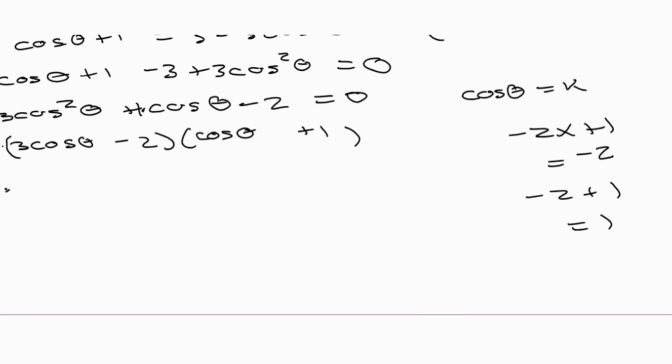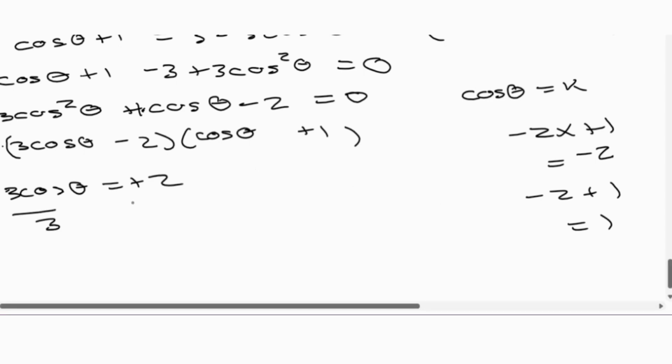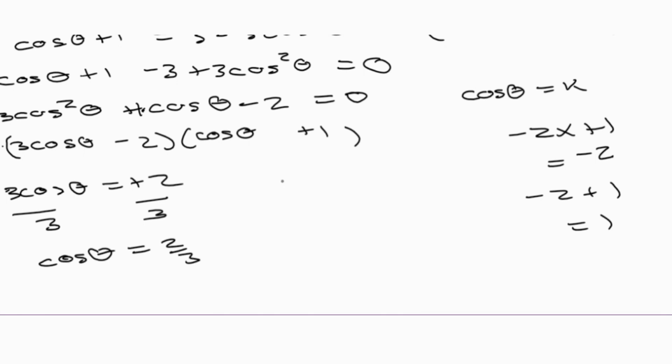So then we can simplify these. So then it's going to be 3 cos theta is equal to plus 2. Oh, sorry about that. Then we divide by 3. Cos theta is then equal to 2 over 3. Or you can say that cos theta is equal to minus 1. Why? Because we just put that plus 1 over the equal sign. Now we're probably going to have 4 different general solutions, because we might have 2 general solutions here for cos theta and 2 general solutions here.